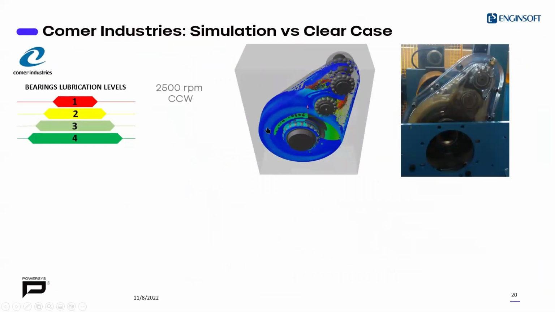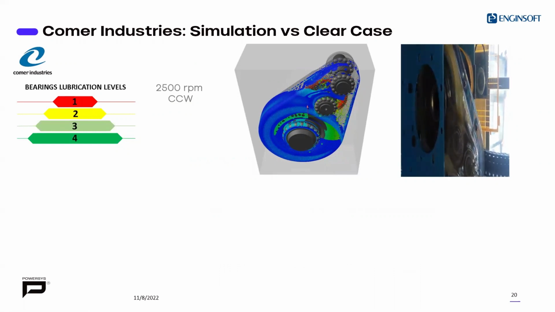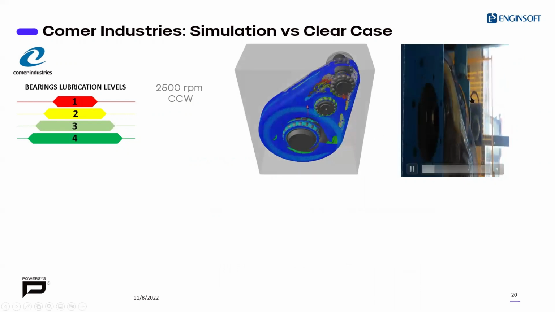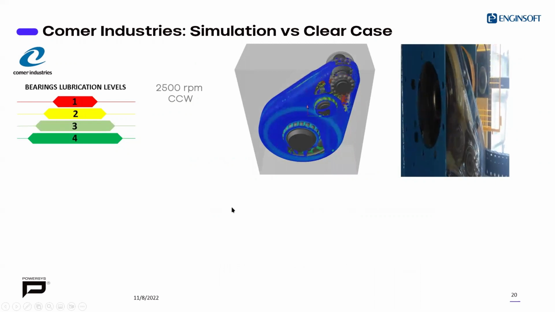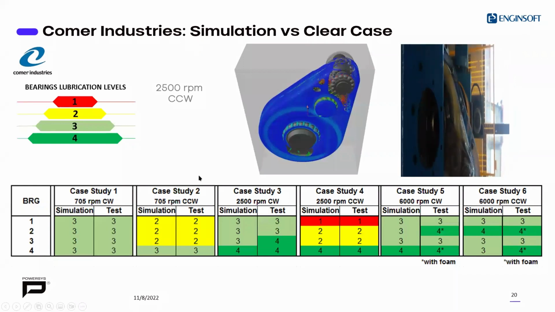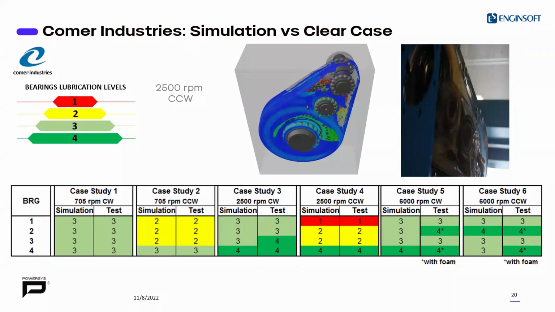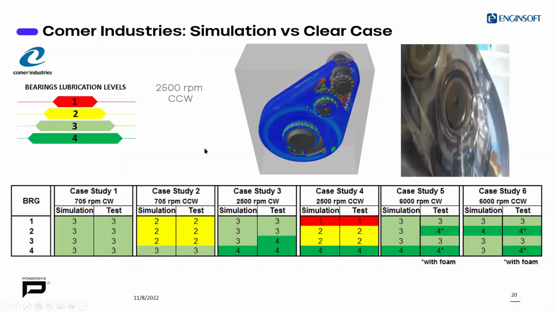So the simulation was done and also the measurement was done. Then the industry was very happy in the fact that the measurement matched well with the simulation at the different operating points. So Particleworks is very efficient to handle the oil flow in the gearbox.